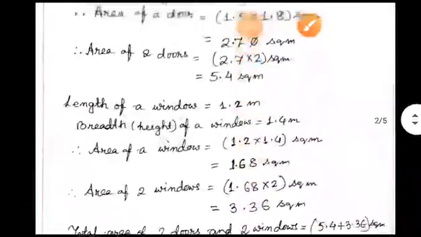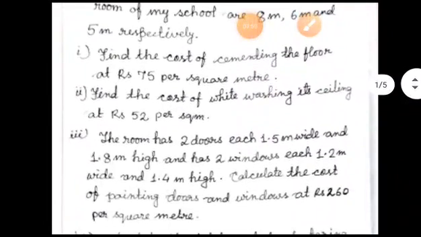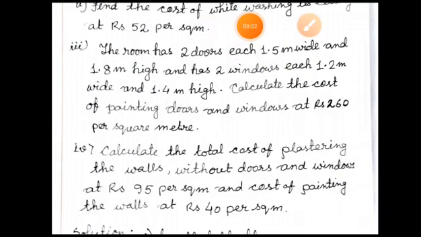Now let's check the fourth subpart of the question. The fourth subpart of the question is: calculate the total cost of plastering the walls without doors and windows at the rate of rupees 95 per square meter, and the cost of painting the walls at rupees 40 per square meter.